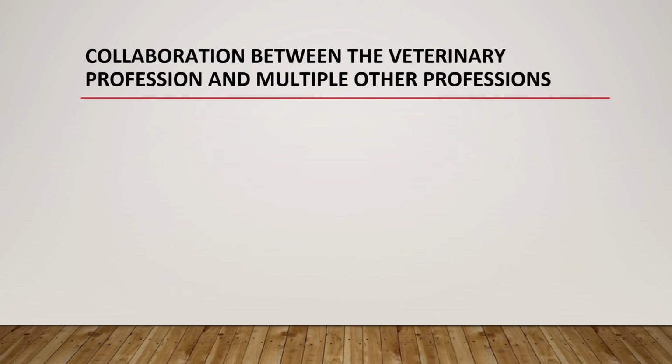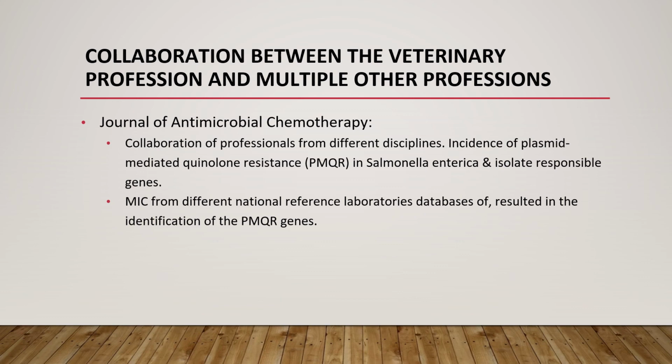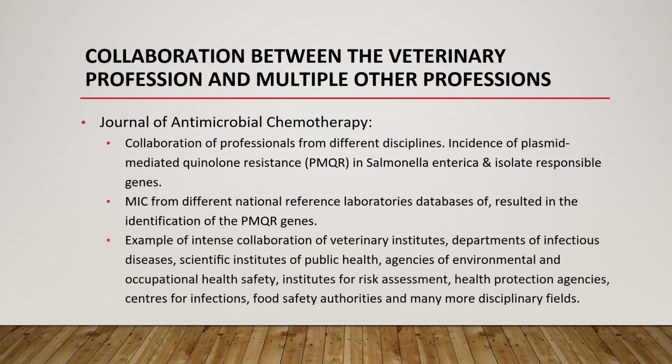We found a study that was done to collect data from 13 European countries in regards to the incidence of plasmid-mediated quinolone resistance in Salmonella enterica. The MIC values of Salmonella samples collected from animals, humans, food and the environment were gathered from national reference labs and then screened for the quinolone resistance phenotype. PCR and sequence analysis were also done to identify the responsible gene. In the end, the gene was identified in 59% of the 1,215 Salmonella isolates.